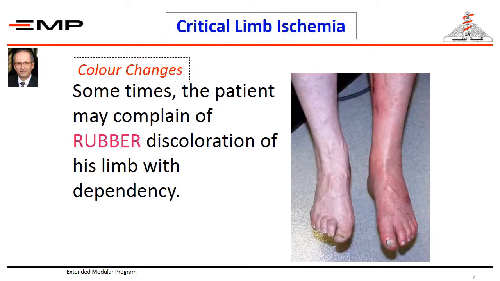Color change of the feet and toes is a common complaint. Sometimes the patient may complain of rubor discoloration of his limb with dependency. This is how it looks. Look to the left side. Try to guess the reason for this rubor color with dependency. This will be explained in more detail in your clinical examination session.